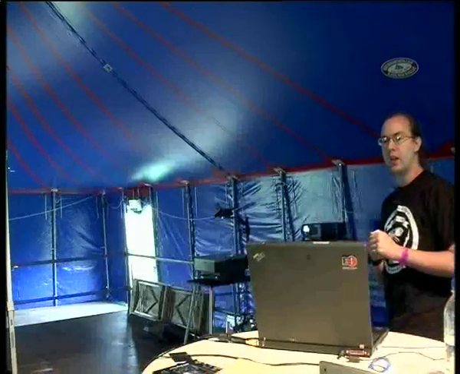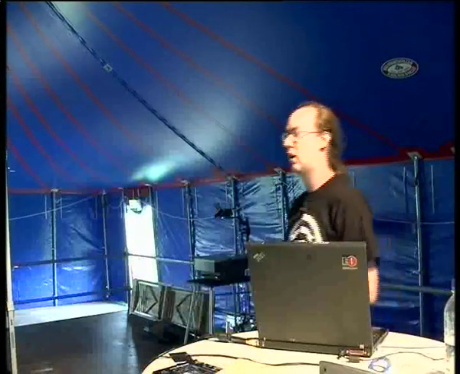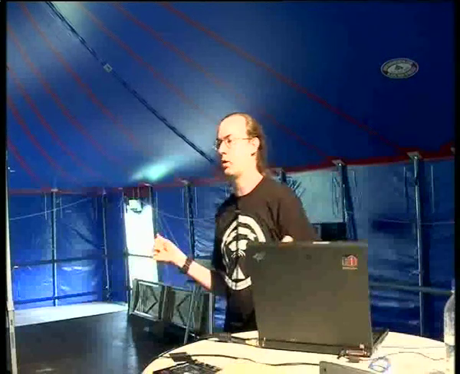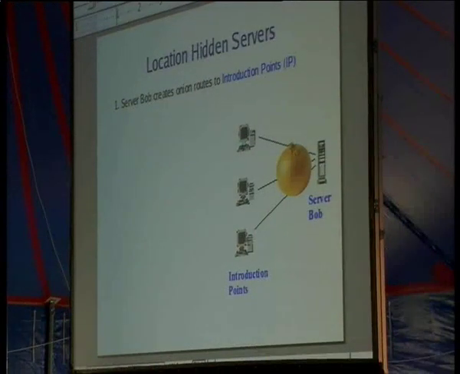So how does this work? So we've got Bob over there, and he's going to pick a couple of Tor servers out there on the Tor network. Let's call them introduction points. And he's going to establish outgoing circuits to them in the way that I just described before. And he's going to hold those open.